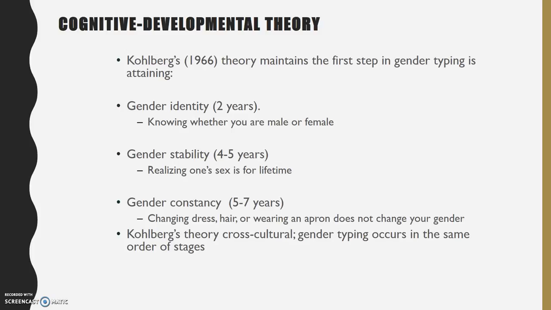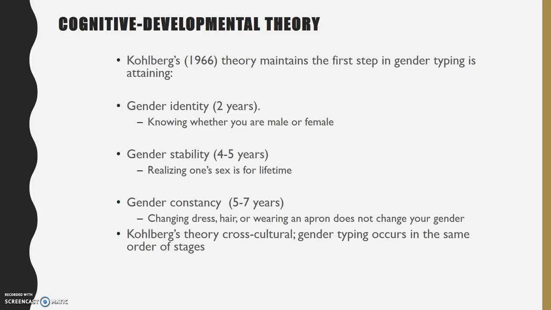Now, according to Kohlberg, gender typing involves the emergence of three concepts. First of all, gender identity happens around 2 years, knowing whether you're male or female. At about that age, we can discriminate that. Gender stability, 4 to 5 years. This is the idea of realizing one's sex is for a lifetime. 4 and 5 year olds don't fully understand this, but they get that they were born male or they were born female, and that's how they're going to remain.